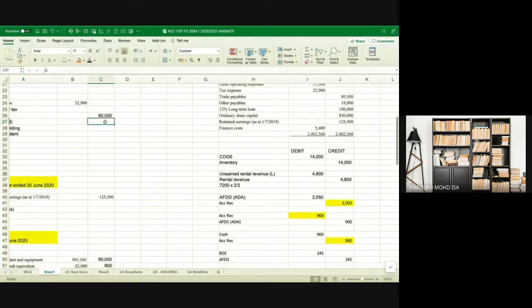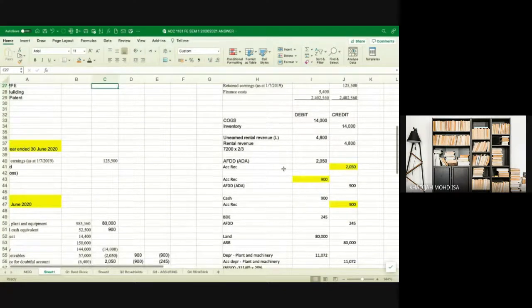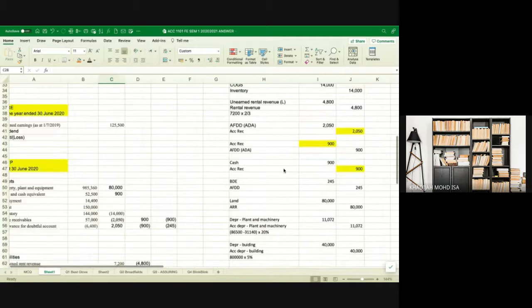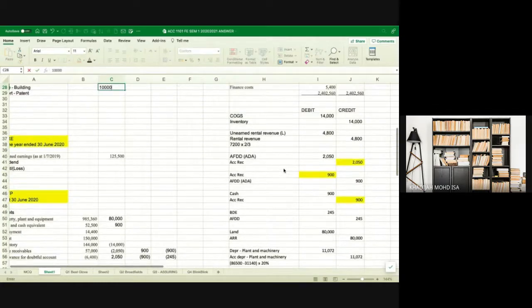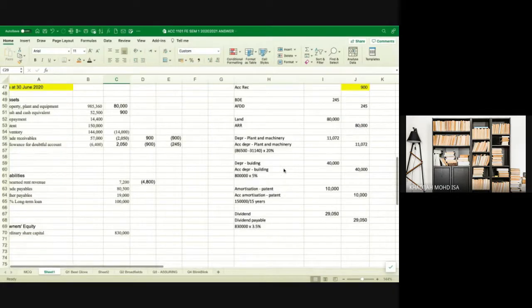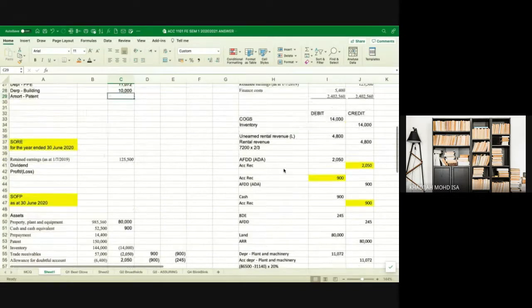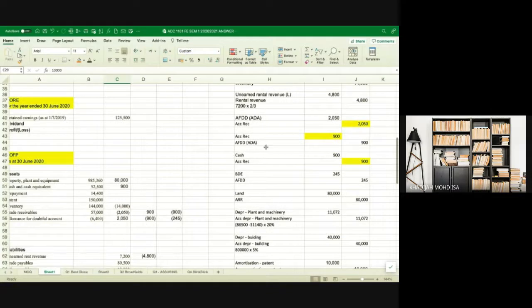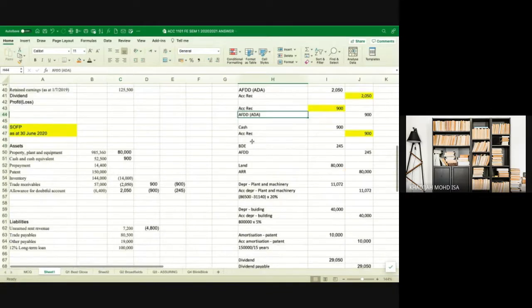Depreciation here is 111,072, and then 10,000. And then the next, amortization, is 10,000. Building is 40,000. Command C, command V here, it is 40,000. All right, don't forget to put in the accumulated depreciation.